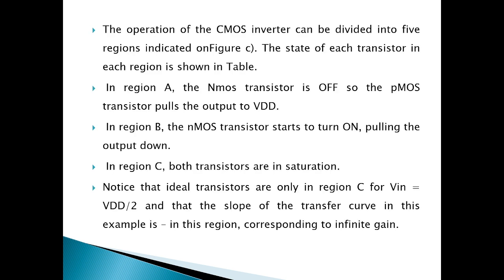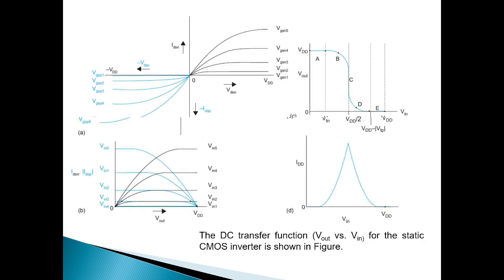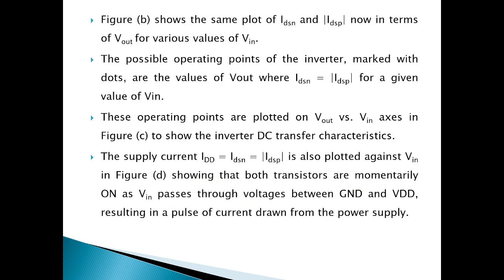Next, in region B, the NMOS transistor starts to turn on, pulling the output down. Initially the NMOS is off, but at region B, NMOS is going to turn on. So it tries to bring the output to a lower value at point B. In figure C, if you look at point B, the output starts to come down.